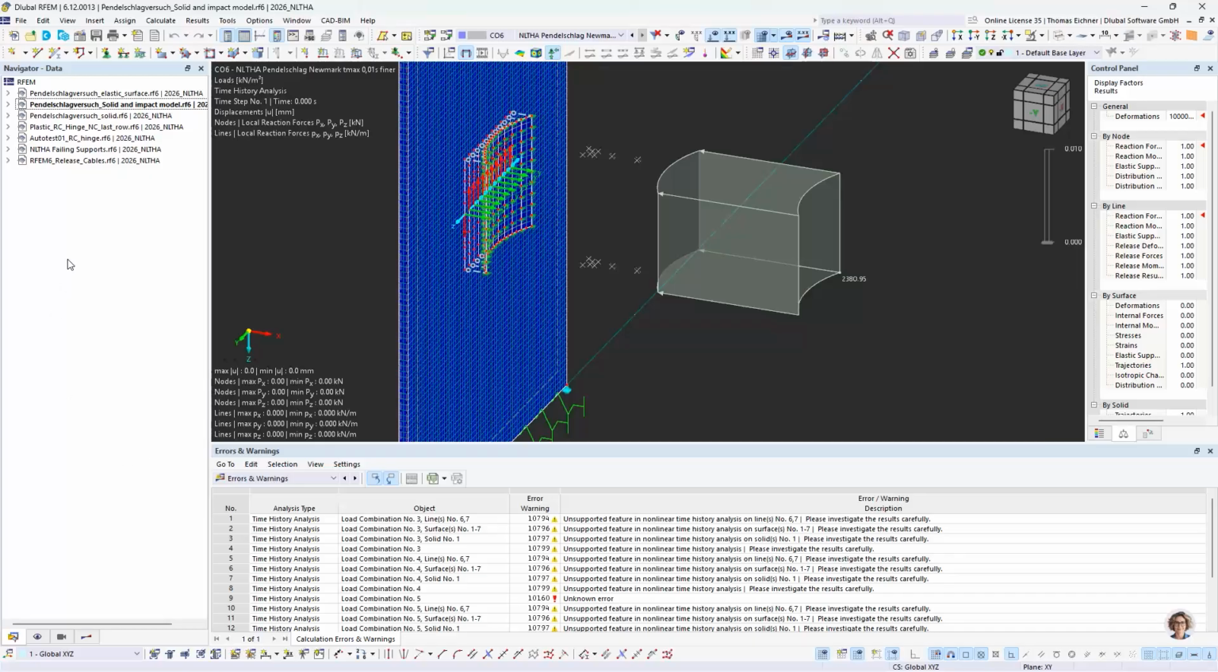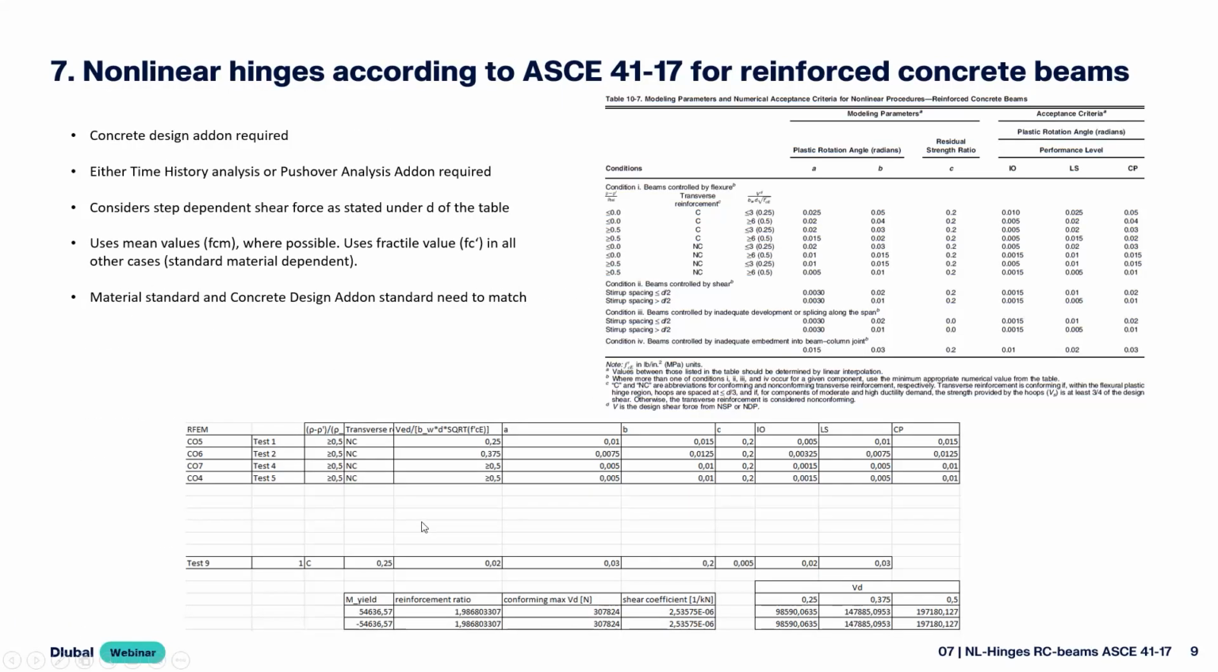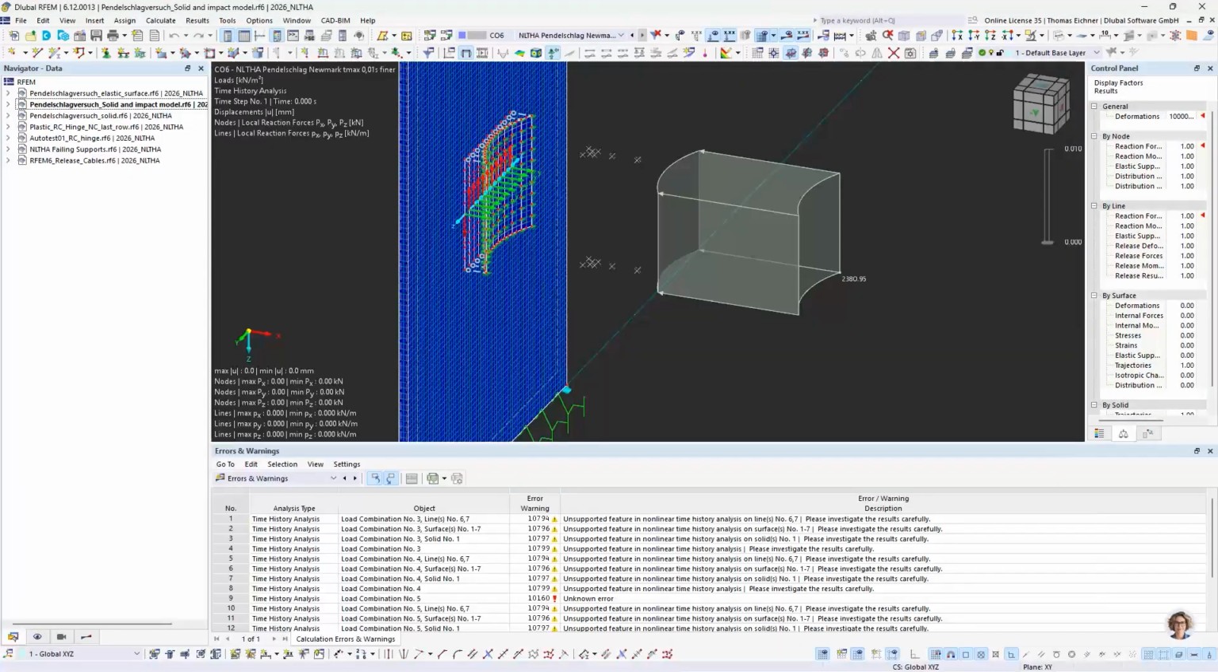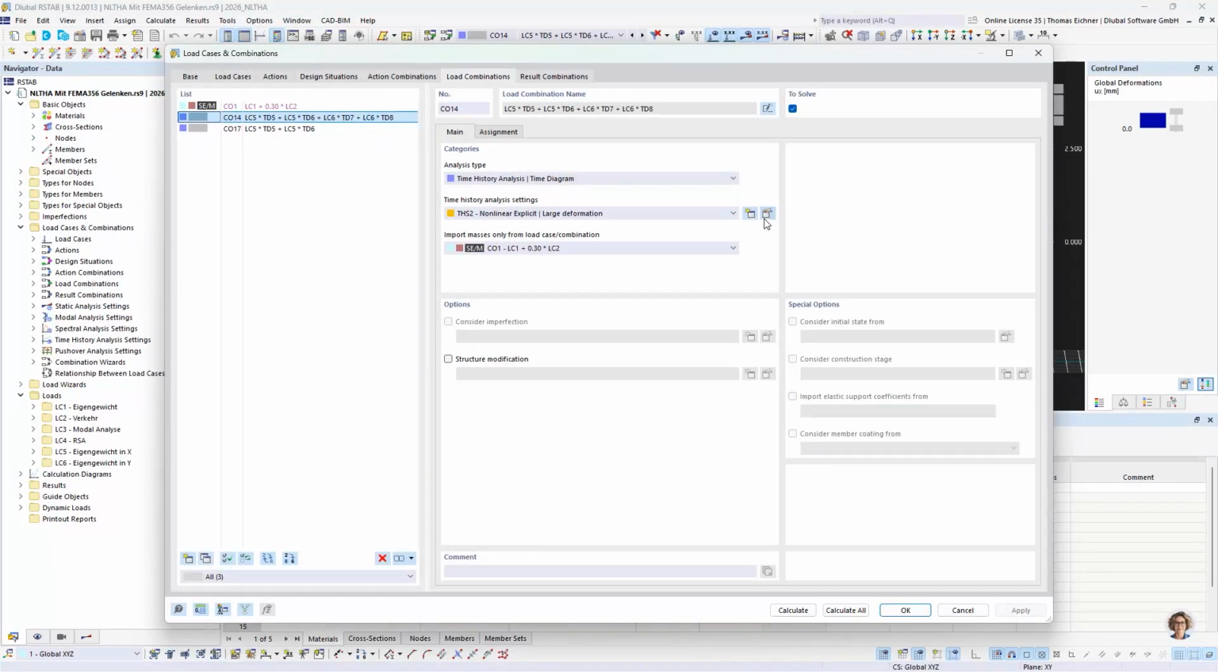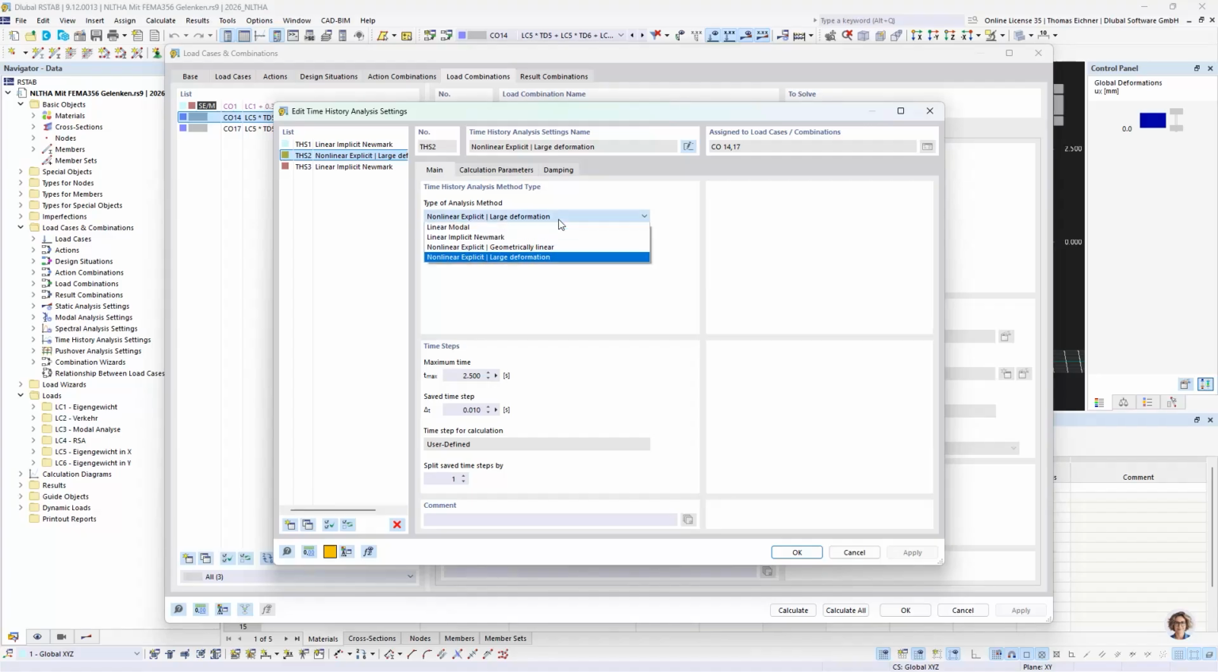And now let's go further with our performance-based design. Let's see, do I have another? No, that's jumping too far. Let's go for that here. I want to show it in RSTAB 9, since in RSTAB 9 we also have something different: a different solver than in RFEM 6. In RSTAB 9 there's this nonlinear explicit solver instead of the nonlinear implicit one.